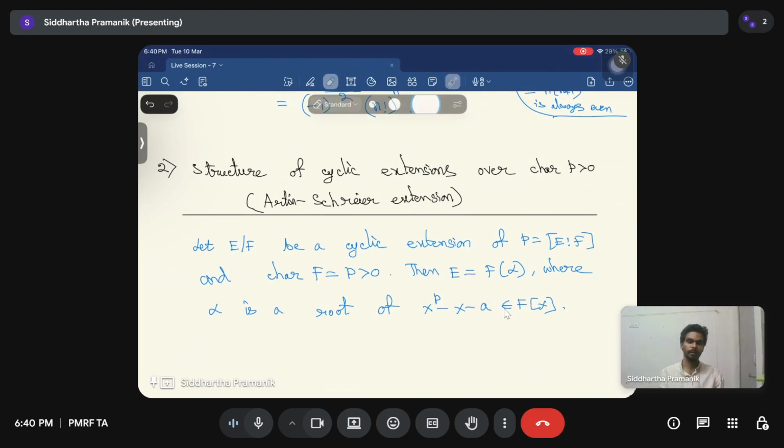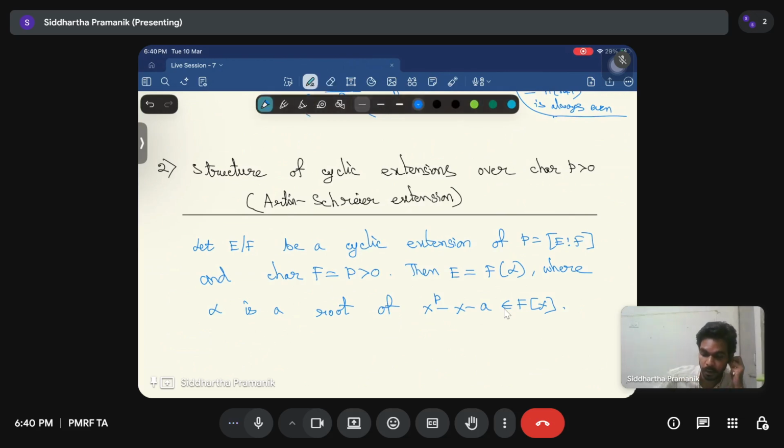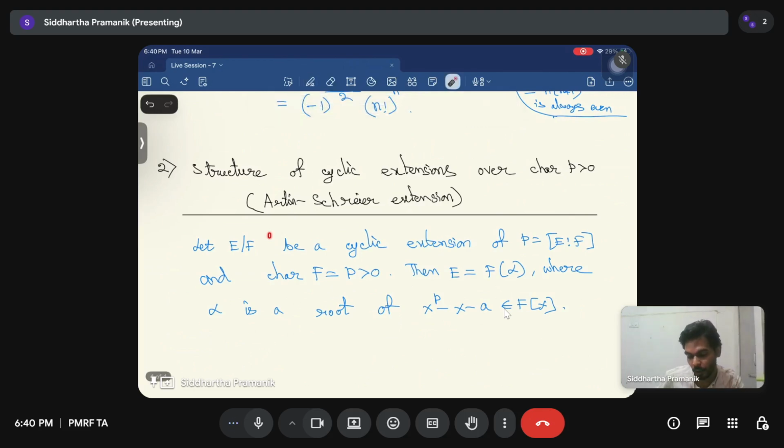We already know that finite extensions of finite fields are cyclic, right? But here the characteristic of F is p. That does not mean that F is a finite field. It is just a field of characteristic p, and we are taking a cyclic extension of degree p. Then we are saying E has this structure. If F is a finite field, then it is clear it has this form, but this alpha may not be a root of a polynomial like this. So this is a special kind of extension. Let's see how to prove this.